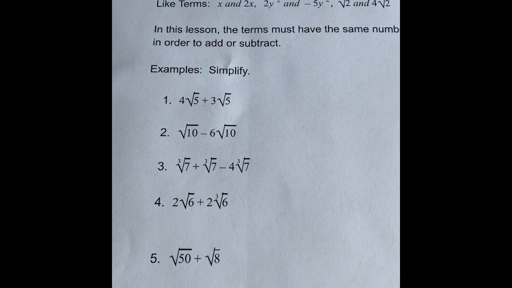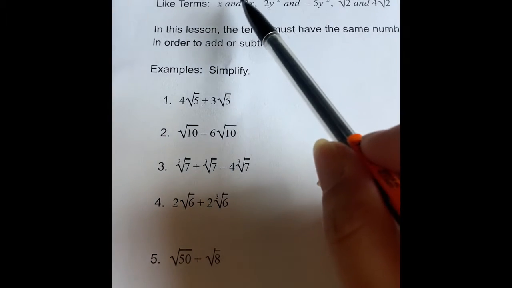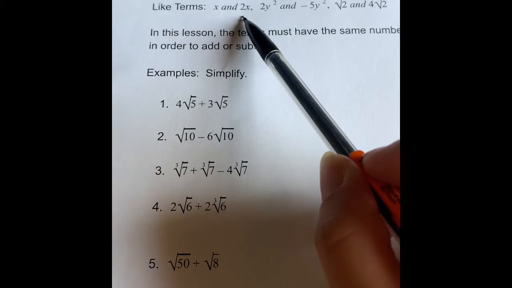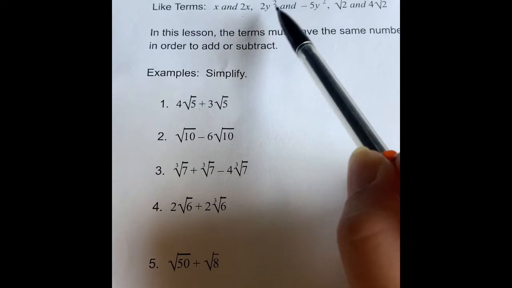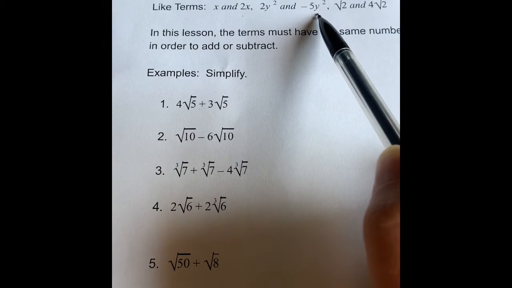In 9.3, we are going to learn how to add and subtract radicals. Just like in anything in math, remember that they have to be like terms. And we've looked at these type of problems before where we just had numbers like 2 and 3 that we were trying to add or subtract. We've looked at times when we had an x or a 2x or 2y squared and a negative 5y squared.